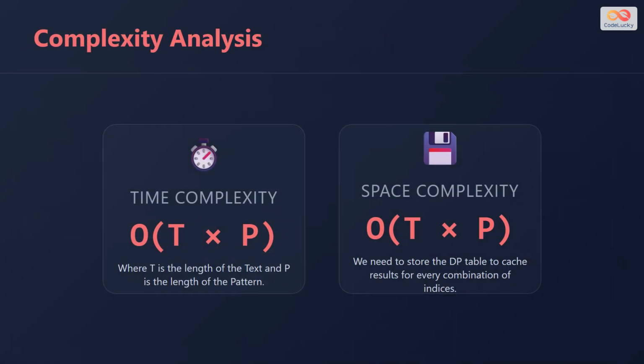Let's analyze the performance. The time complexity is big O of t times p, where t is the text length and p is the pattern length. We also need O of t times p space to store our dynamic programming table.